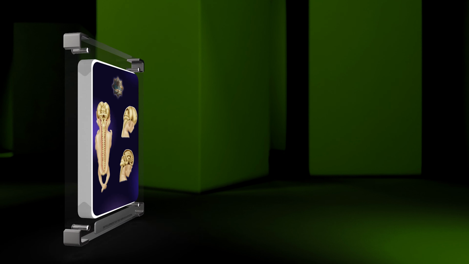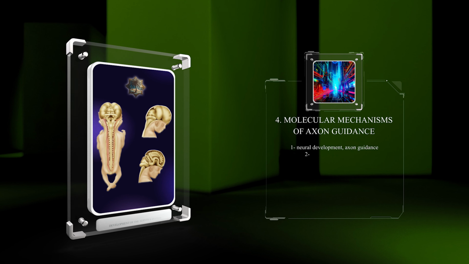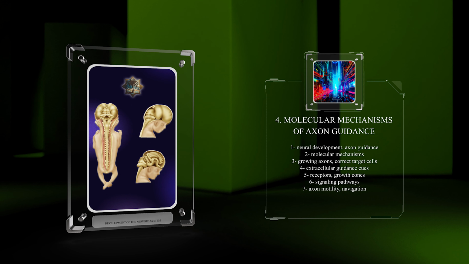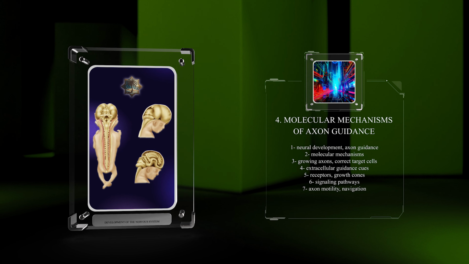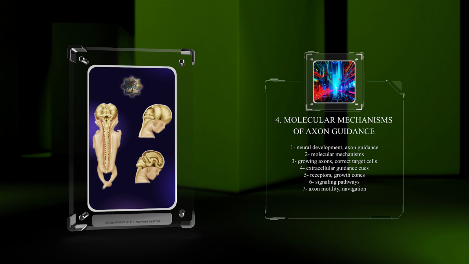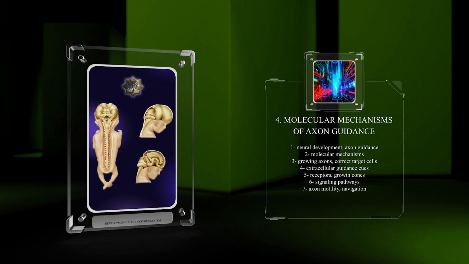During neural development, axon guidance involves intricate molecular mechanisms that enable growing axons to reach their correct target cells by detecting and responding to extracellular guidance cues. These cues bind to receptors on growth cones, triggering signaling pathways that regulate axon motility and navigation.